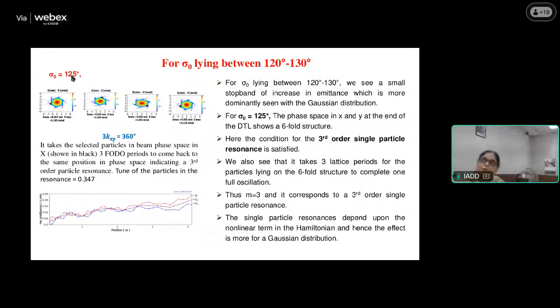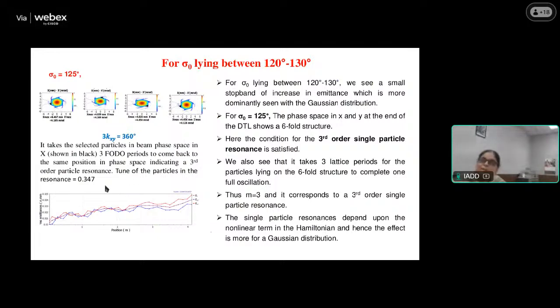For sigma 0 equal to 125, a six-fold structure is seen. If you choose particles on the resonance, it takes the selected particles 3 periods to come back to the same position in phase space, indicating that this is a third order resonance. And here, the tune of the particles is 1 by 3.